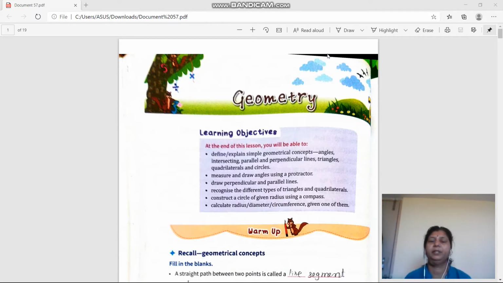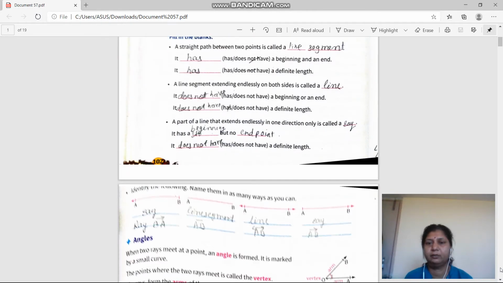Yesterday we completed Mathematics A and Mathematics B. Okay, so let's start to revise the chapter. It's a geometry chapter, and in the recall exercise, what have we studied? We have studied about the line, line segment, and ray. Right.